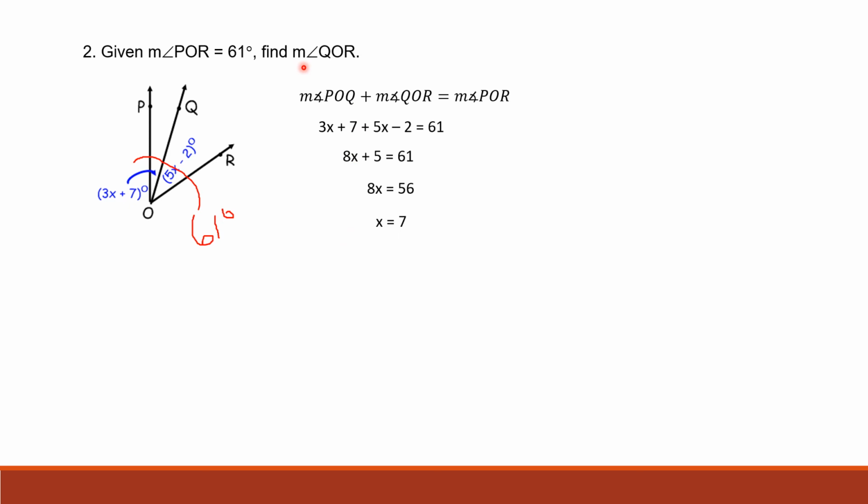Almost there. The measure of angle QOR is what we're looking for. So we're looking for 5x minus 2. So 5 times 7 minus 2. Order of operations gives us 35 minus 2. So the measure of angle QOR is 33 degrees.